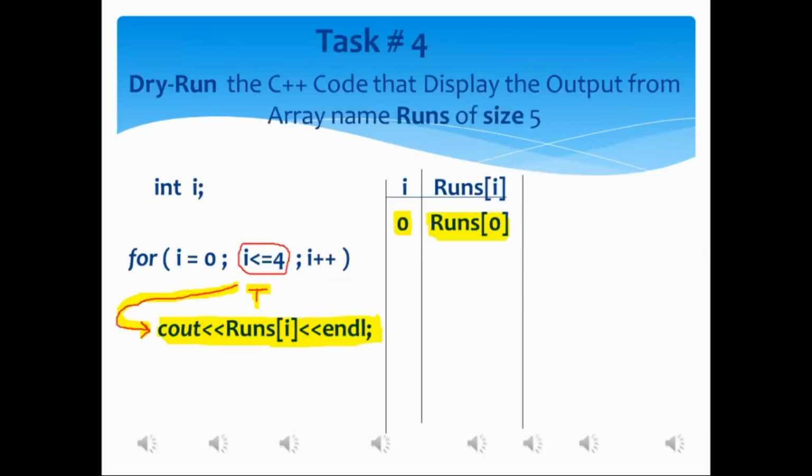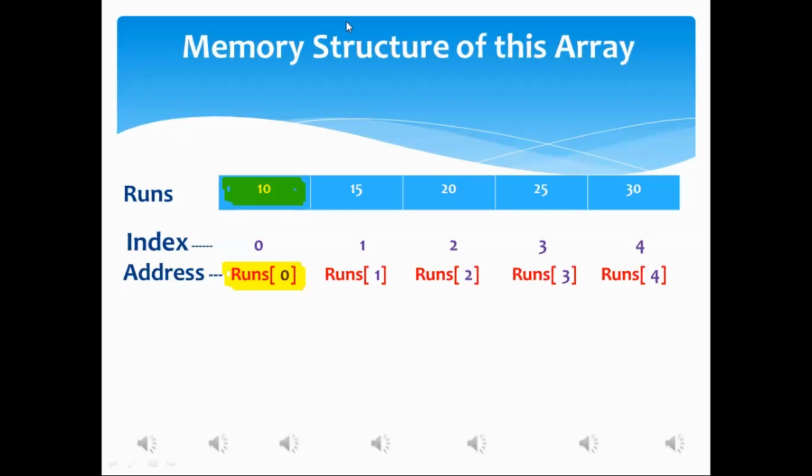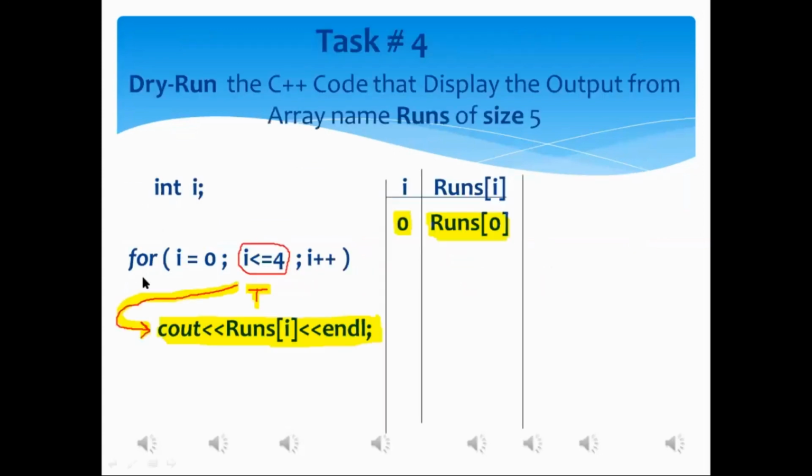Mr. Aftab, what is the data value that has been initialized in the very first memory location of the array? 10, sir. My dear Aftab, as a result of execution of the cout statement, that is a for loop associated statement, the data value stored in the very first memory location, 10, must be displayed onto the monitor screen. Is it so or not? It's so, sir.